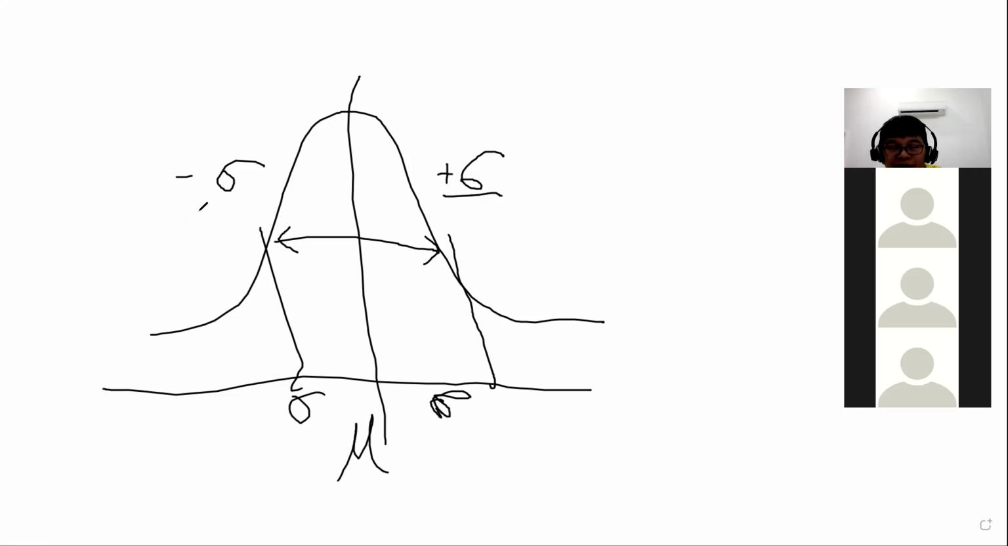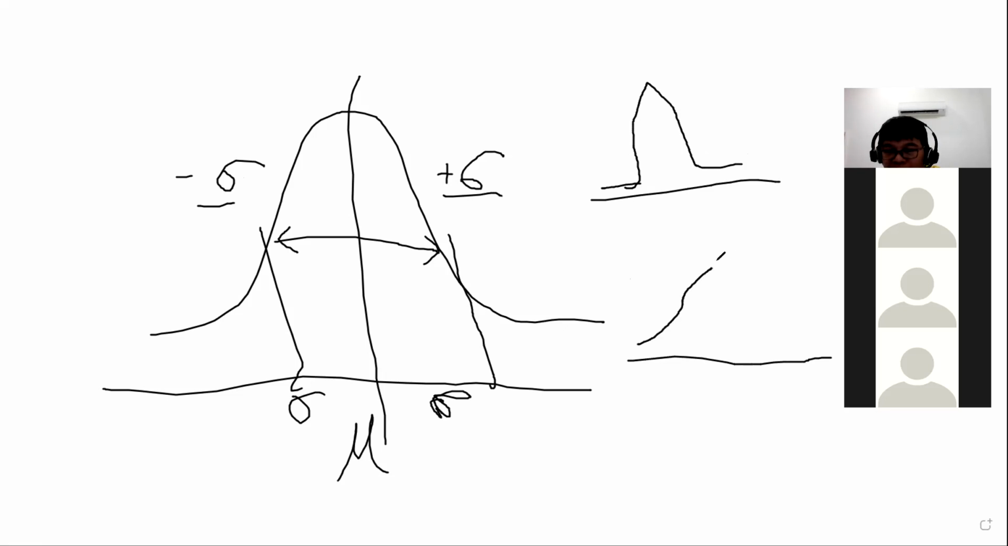What happened to this variance? If this value is small, what do I mean by small? If this value is very big, what happens to this graph? If the variance is small, it means what? Very sharp, right? If the variance is large, what happens? The slope will be wider, right? Let's say this one has variance equal to 1. This one may be equal to 3.